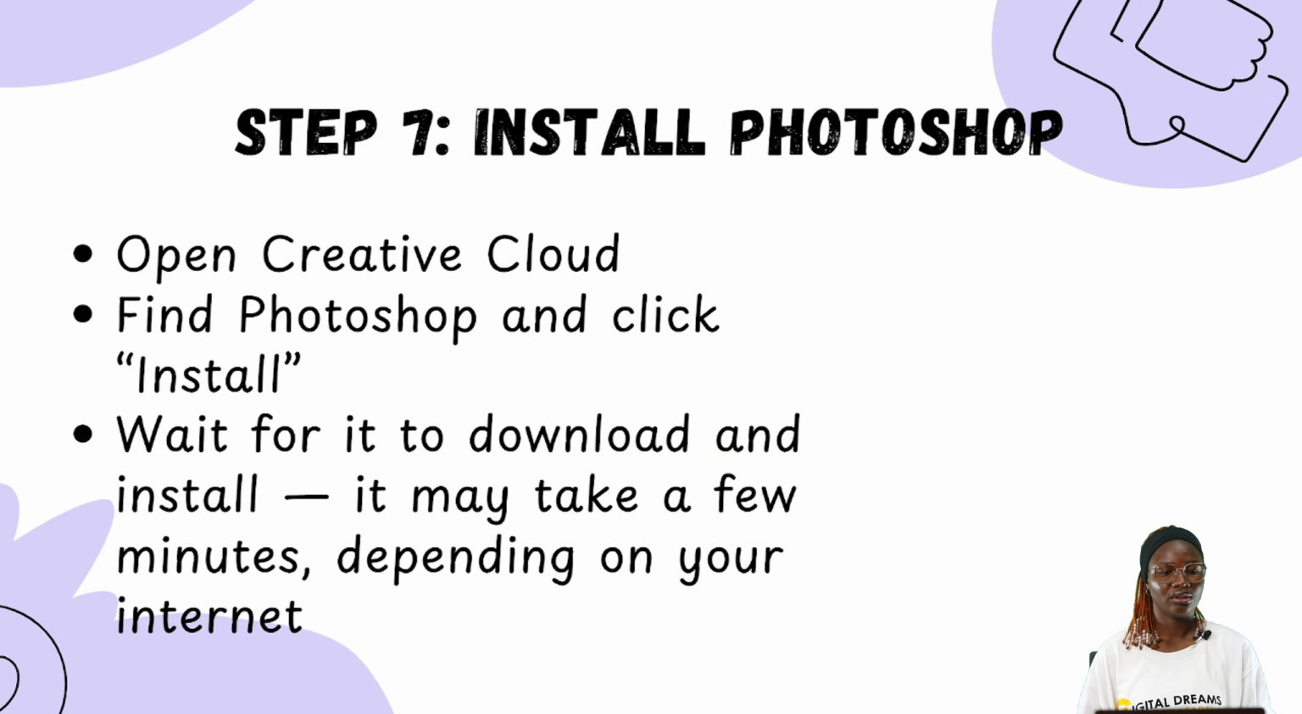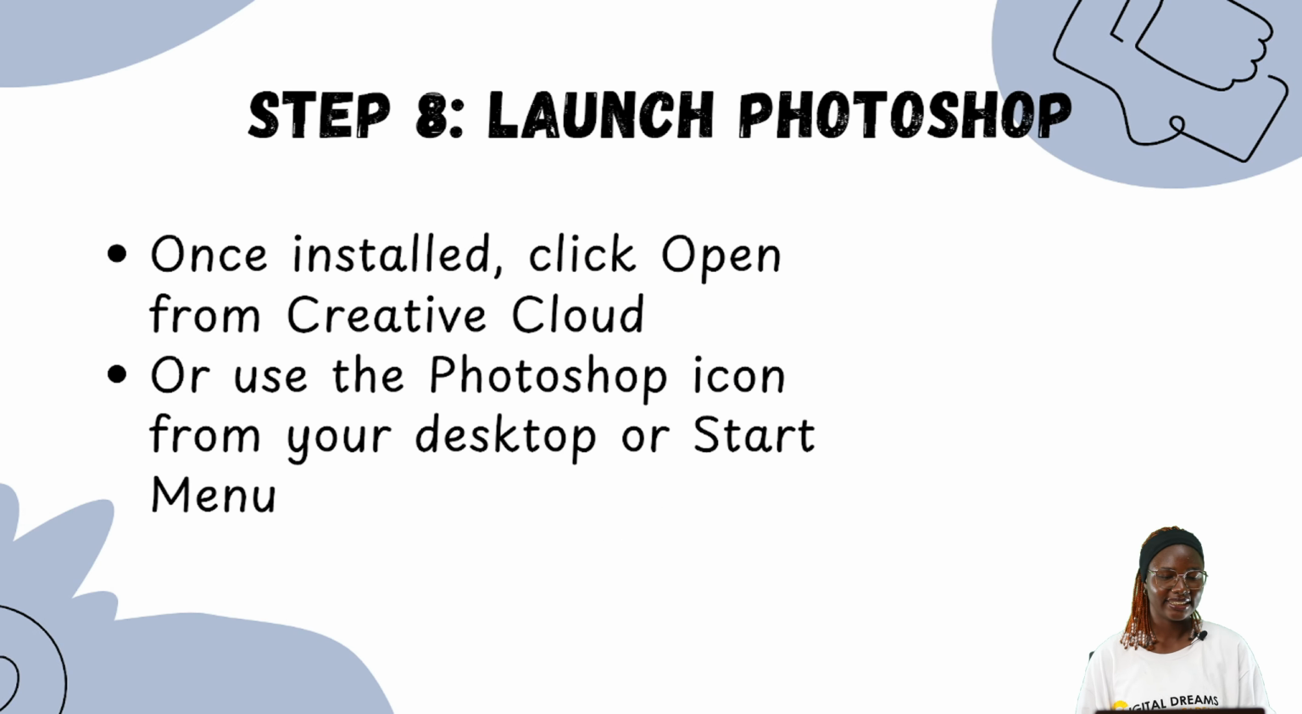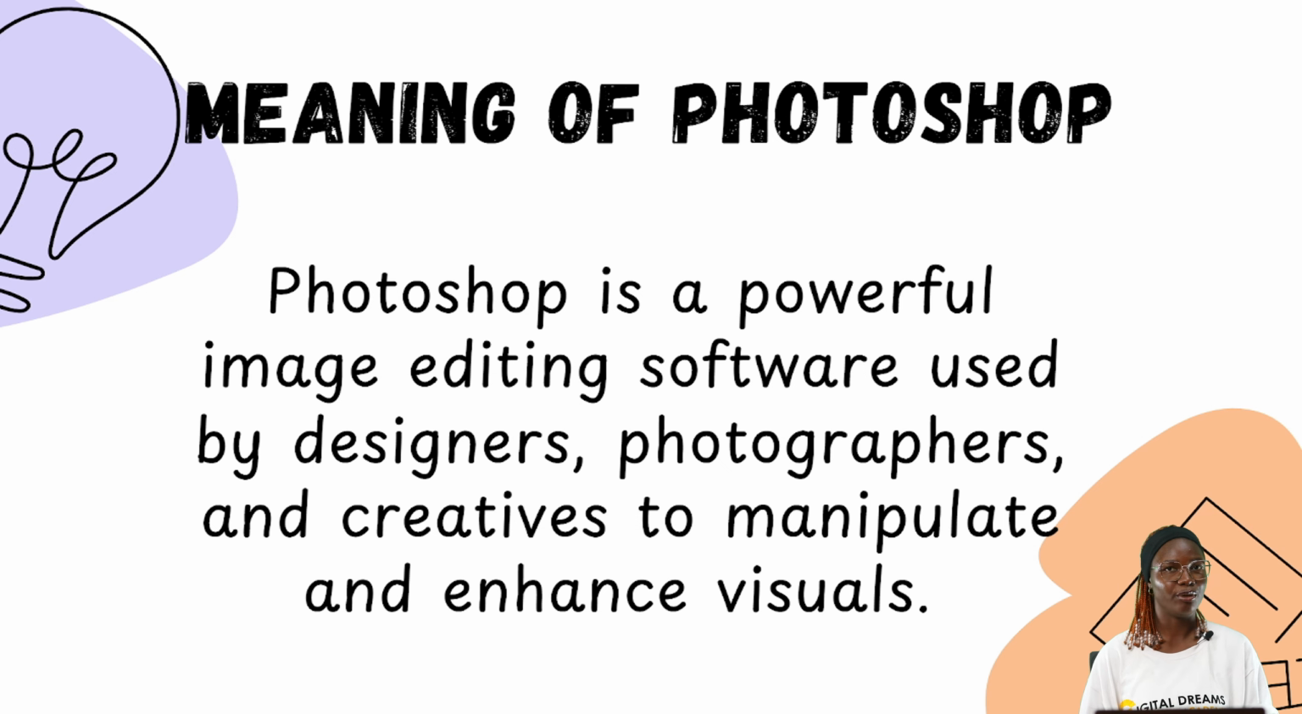Okay, so once you do that, then you open the Creative Cloud, then you find Photoshop and click on install. Okay, wait for it to download and install. It may take a few minutes, all right, depending on your internet. Then once installed, click open from the Creative Cloud or use the Photoshop icon from your desktop or start menu. Okay, so these are the steps that you follow to download the Photoshop app.